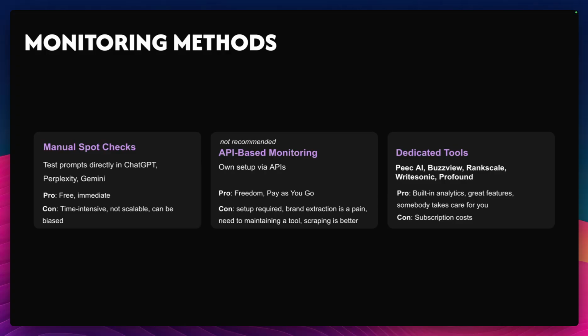So I would rather use dedicated tools like PKI, like BuzzView, RankScale, Sonic Profile. They all work great, and RankScale is probably one of the cheapest, but I don't know the price model for BuzzView. Maybe you want to say something about that. I don't have the RankScale pricing in mind right now.